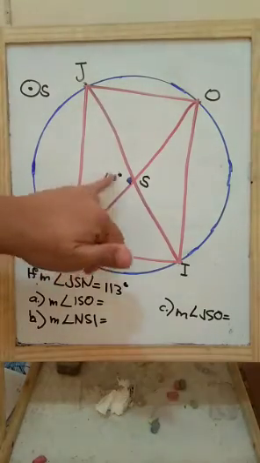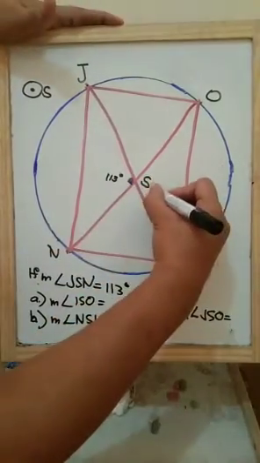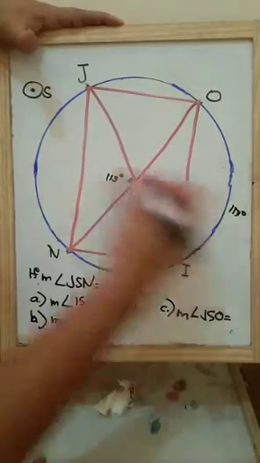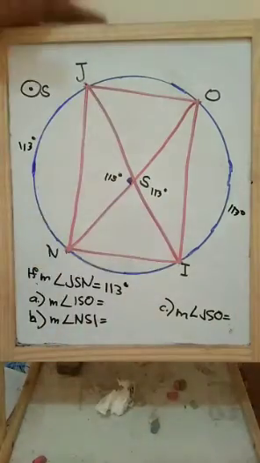Now, 113, it is vertical to this one. So, this would also be congruent. O kahit yung mga arcs. So, this would be 113 also. This would be 113 also. Yun yung arcs. Although wala sa problem.